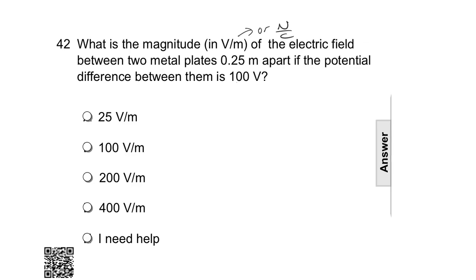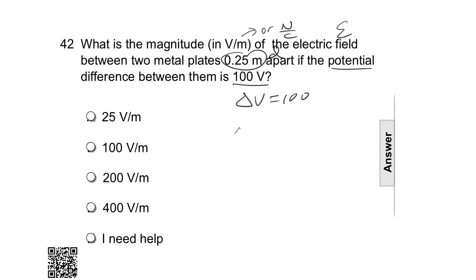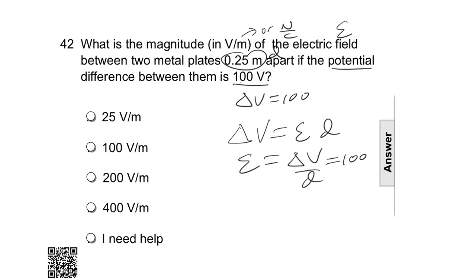Okay, so you can solve this. They gave me the potential difference is 100. This is the distance. What is the magnitude of the electric field? Okay, so change in V equals ED, E equals change in V over D. So plug in your values. Change in V is 100, D is 0.25. So that'd be 4 times, that's 400 newtons per coulomb.